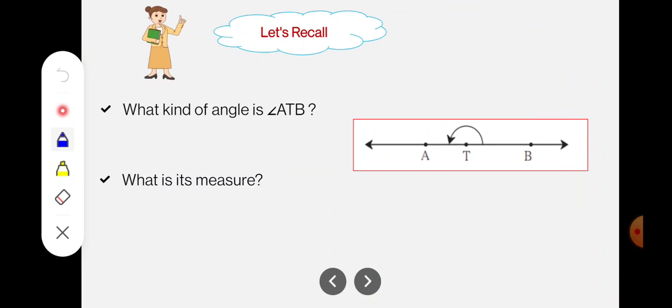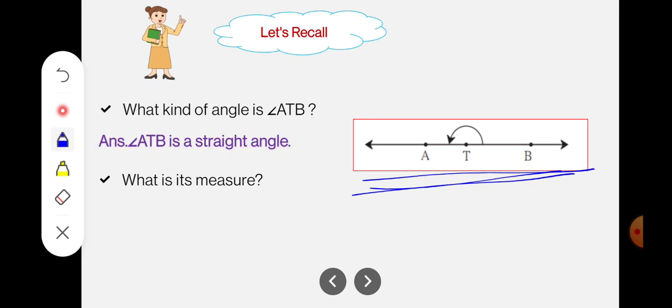Now, if you look at this diagram, what kind of angle is angle ATB? Can you recollect what kind of angle it is? Yes, it is a straight angle. Do you have any idea what a straight angle measures? Yes, a straight angle always measures 180 degrees. Remember this, every straight angle measures 180 degrees, and here angle ATB also measures 180 degrees because it is a straight angle.